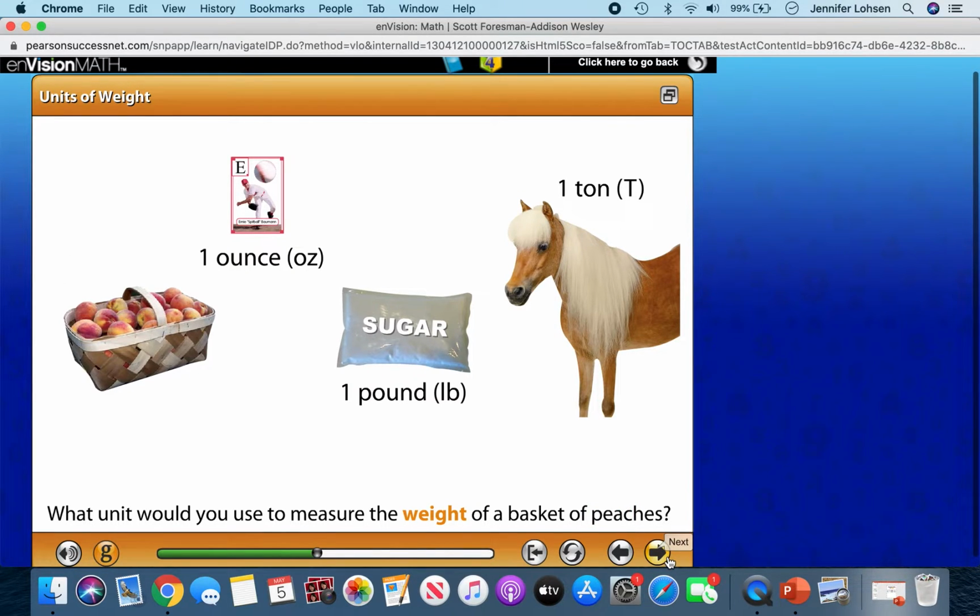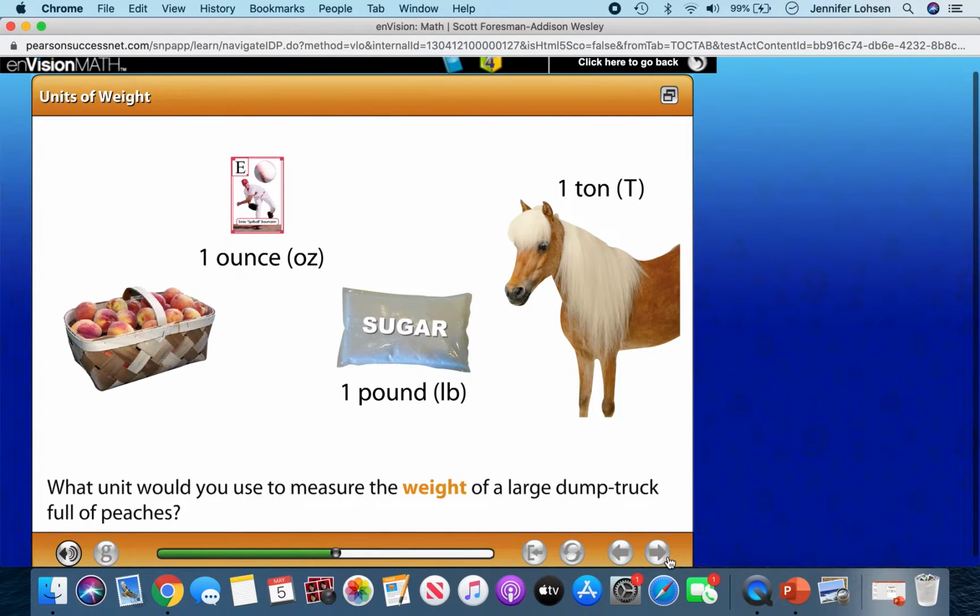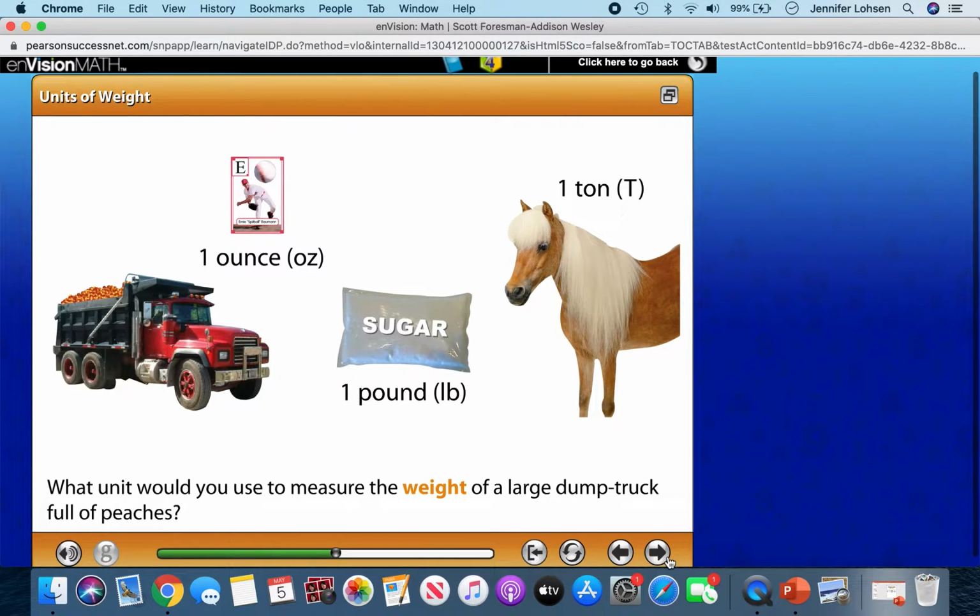If you said pounds, then I agree. You would use pounds to measure the weight of a basket of peaches. What unit would you use to measure the weight of a large dump truck full of peaches?